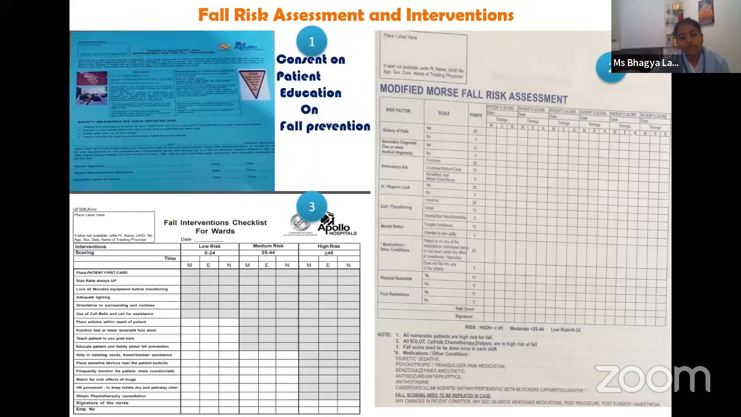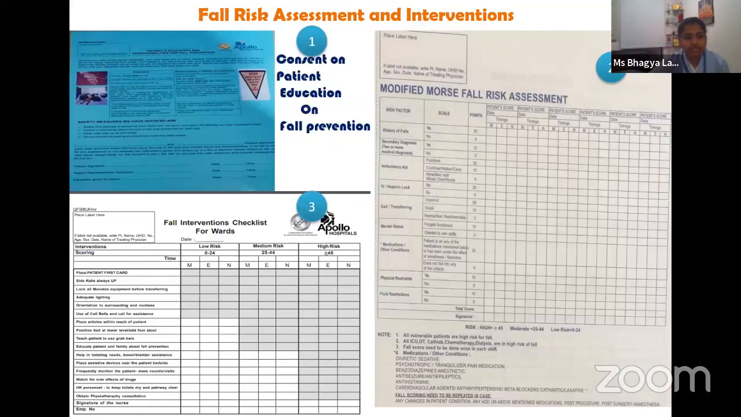The second thing is the modified Morse fall risk assessment: how we are assessing whether the patient is at risk of a fall. And the third one is the fall intervention checklist. I'm not going in depth into the assessment, but I will just read out the interventions specific to high risk patients.